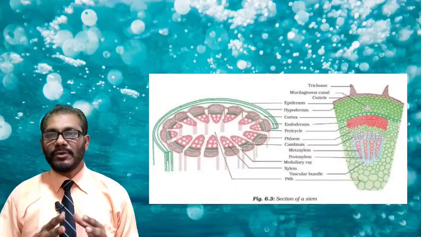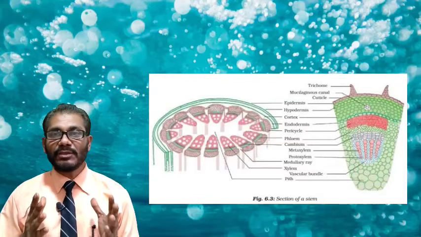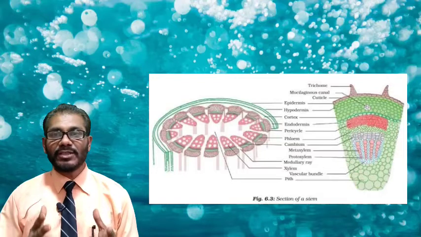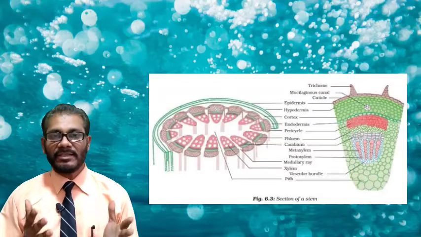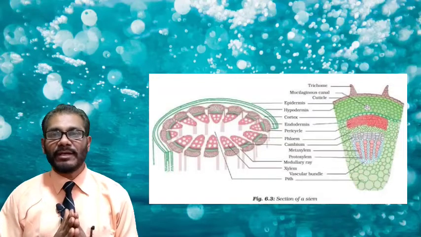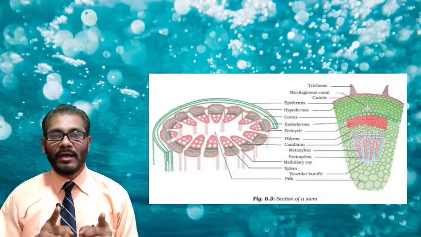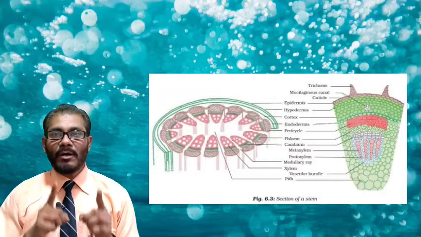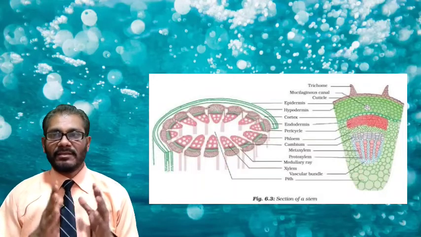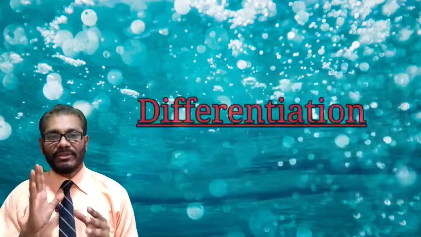So student, now we will see the permanent tissue. Now, what are the permanent tissues? After some duration, meristematic tissues lose their ability to divide. We have seen that they lose their ability to divide and take up a specific role and form a permanent tissue, isn't it? Now this process is called differentiation.